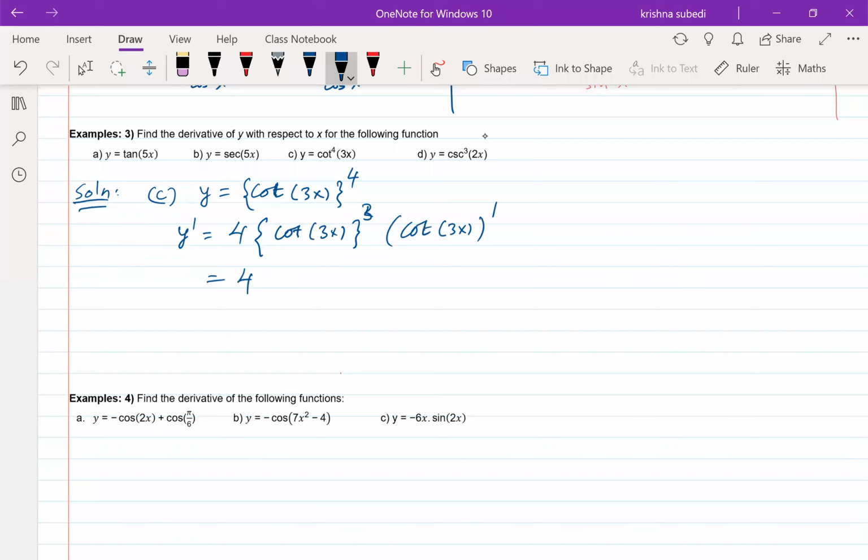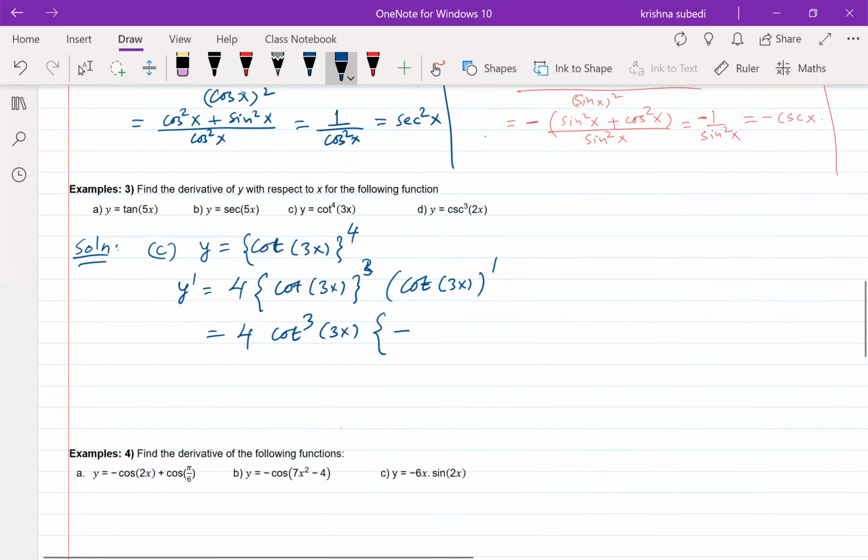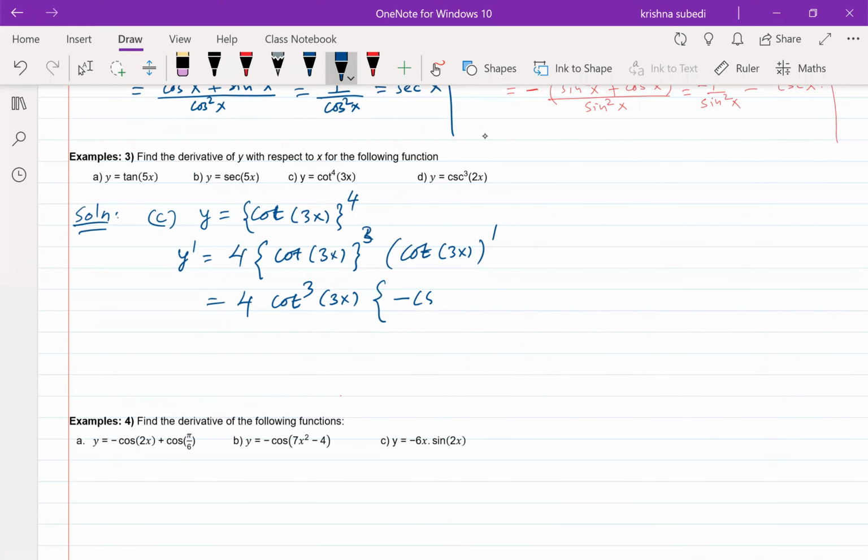Now, this can be written as 4 cot cube 3x, and the derivative of cot is, you already know. What is the derivative of cot, by the way? We have already proved that here somewhere, which is minus cosec square 3x. Okay, leave the baby inside, and then you need to find the derivative of this one. So we need to use the chain rule twice.